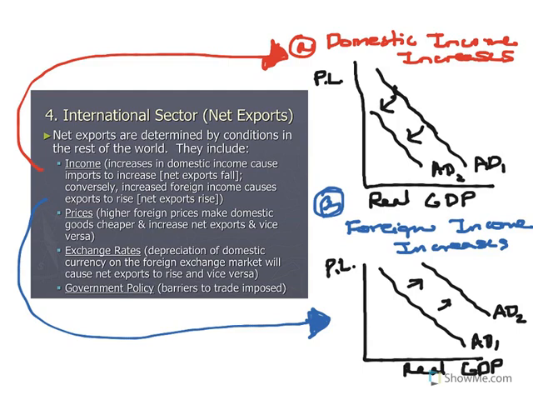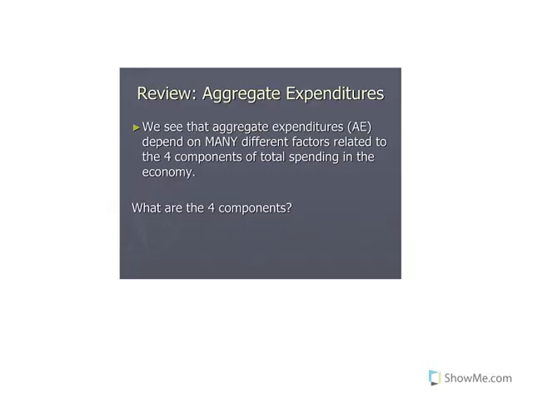And then the last factor that influences the international sector, or net exports, would simply be any kind of government policy that's in place that ultimately will alter the net exports value. So that would be if suddenly a foreign government started to restrict the import of domestic goods into their countries, or if our country did the same thing. So any kind of barrier to trade that was imposed could ultimately impact our net exports.